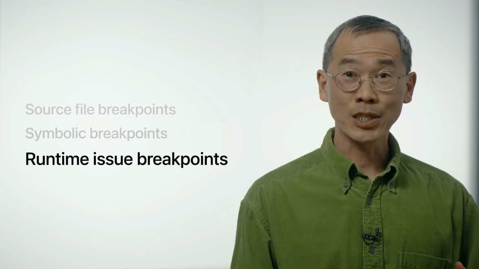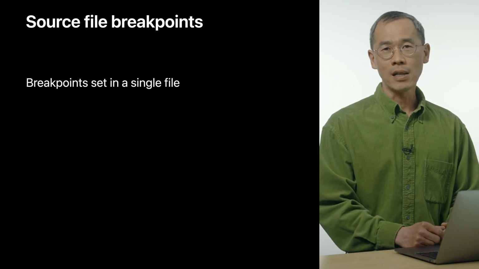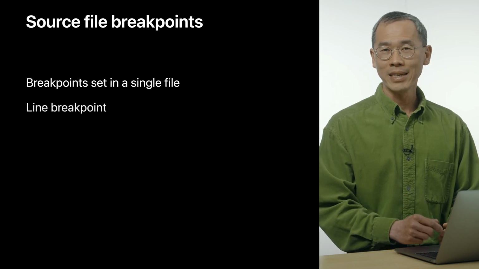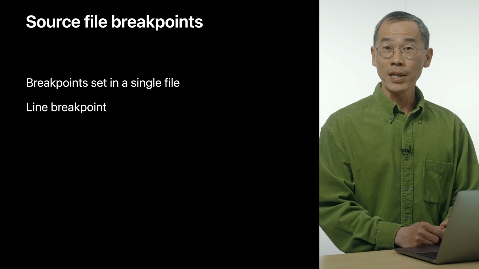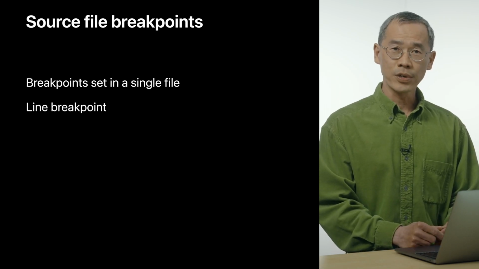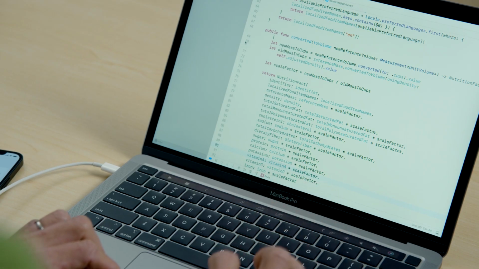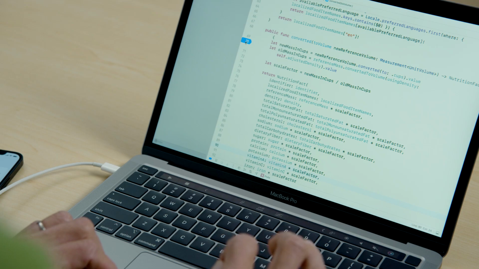We're going to talk about three common breakpoints that you can create in Xcode. The first is source file breakpoints. These are breakpoints that are set in a single file. The most common type is the line breakpoint. It is the workhorse of breakpoints and is excellent for pausing on a line of code you want to inspect. The fastest way to create one is to simply click in the gutter right next to the line you want to pause. Suppose at this point, I would like to check the logic of function converted to volume by stepping into it.